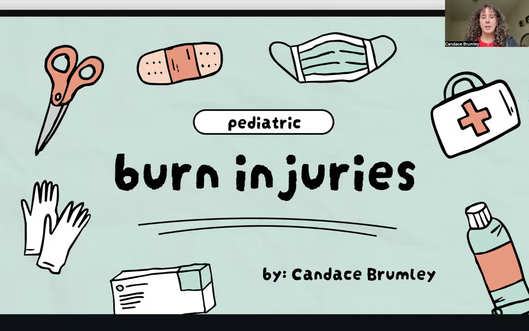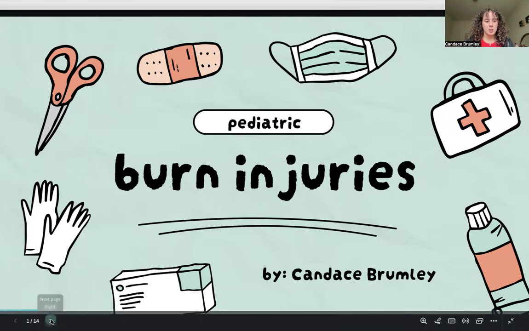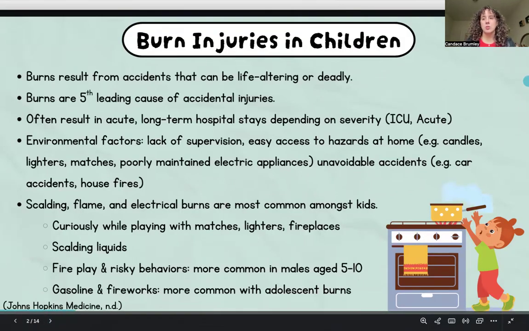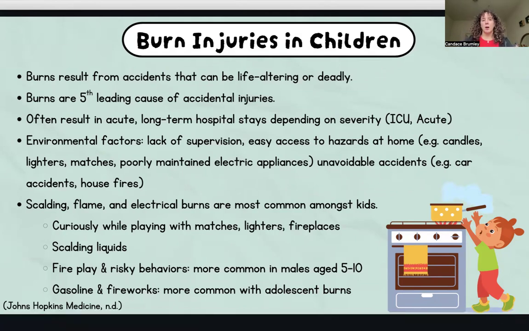For pediatric burn injuries, these are injuries that typically occur from accidents. They are life-altering or deadly, depending on the severity. They are the fifth leading cause of accidental injuries amongst children, and they often result in acute or long-term intensive care hospital stays, depending on the severity.